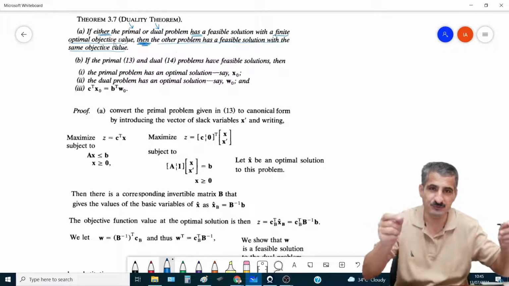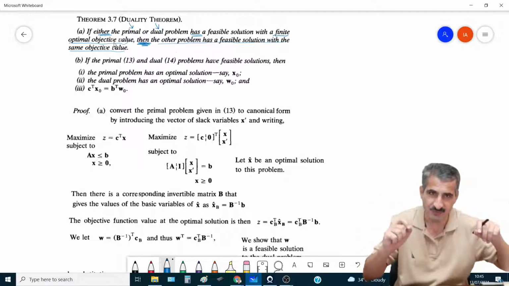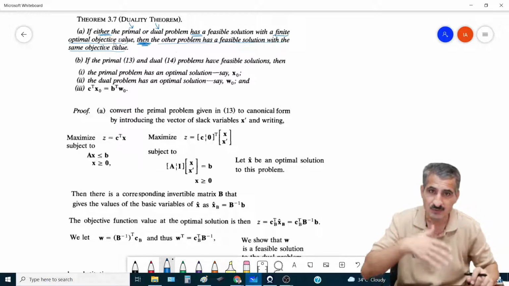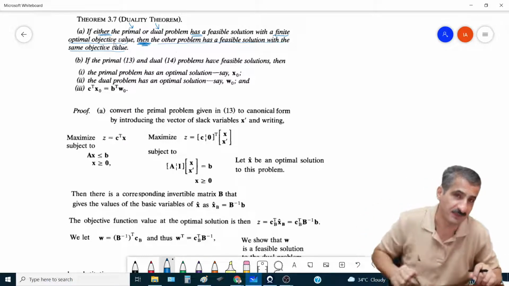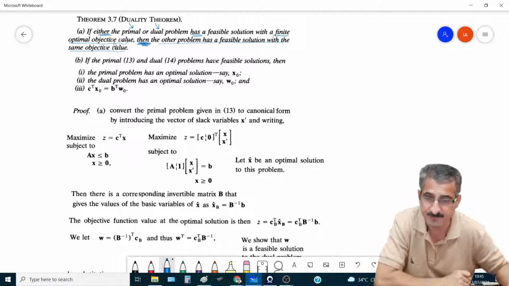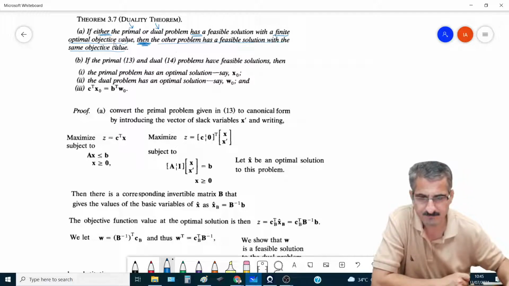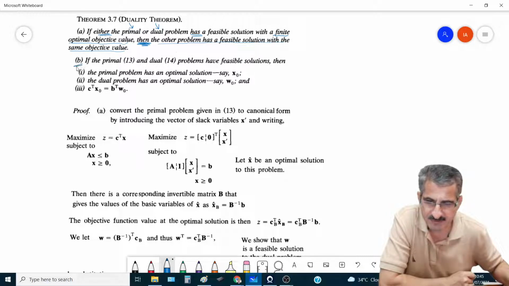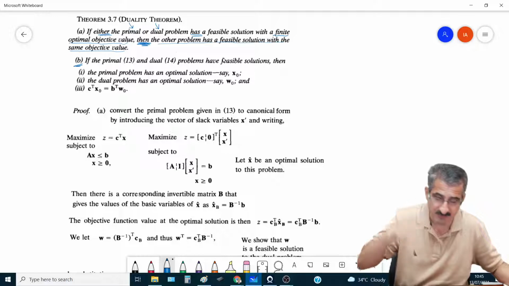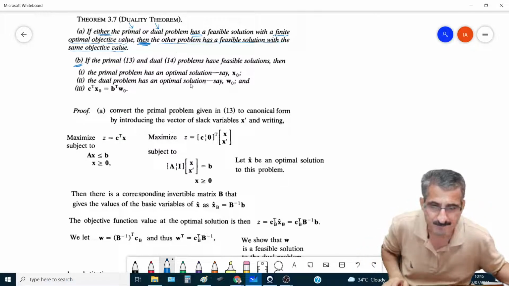No. We are saying both solutions give values for the objective function of their respective problems, and these values are equal. So if one of them has a solution, then the other has a solution, and they agree on the value of the objective function. This is part A. Okay. Part B says what? If 13 and 14 have feasible solutions, where 13 is the primal and 14 is the dual, then the primal problem has an optimal solution, say x naught.